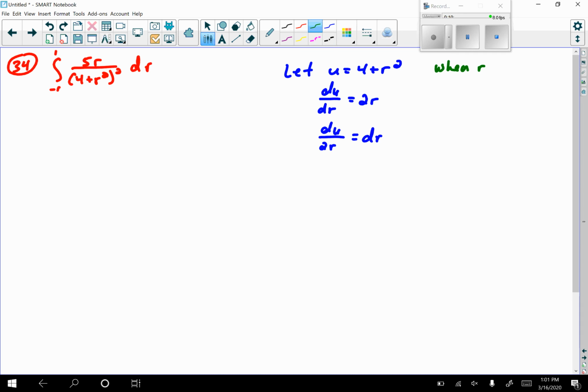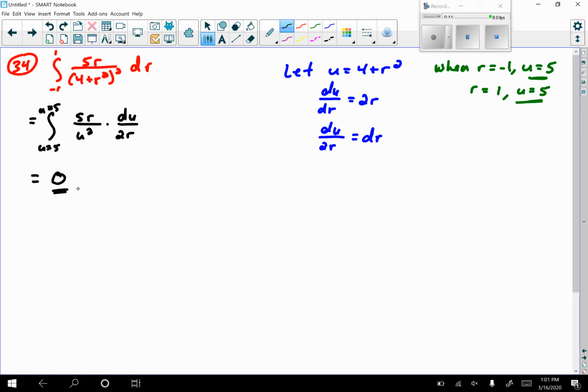When r equals -1, u is going to equal 4 plus (-1) squared, which is 1, so it's going to give us 5. And when r equals +1, u also equals 5. So that's a good thing. Knowing that these two are the same, we have a nice quick problem here. Rewriting this now, this becomes the integral from u equals 5 to u equals 5 of 5r over u squared times du over 2r. We really don't have to do anything else because of the limits of integration. Since they're the same, we just know our answer is now 0.